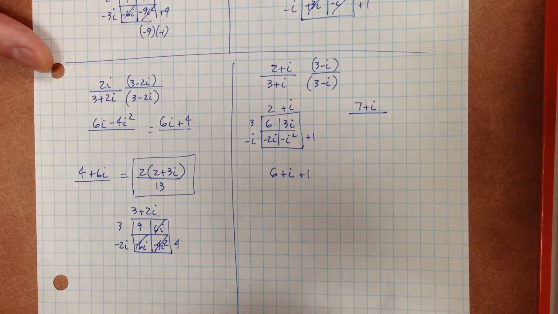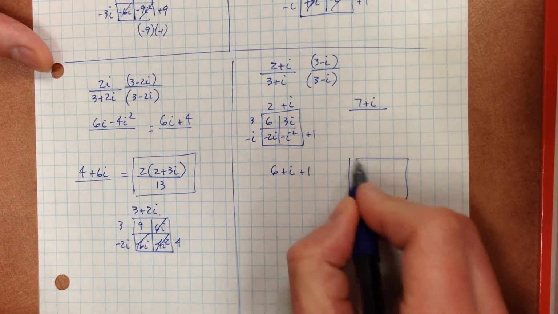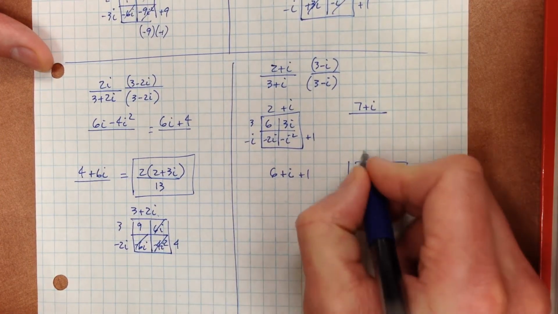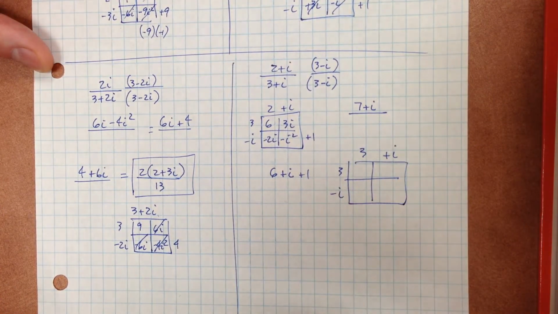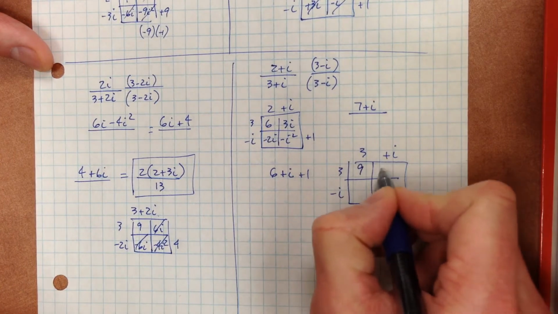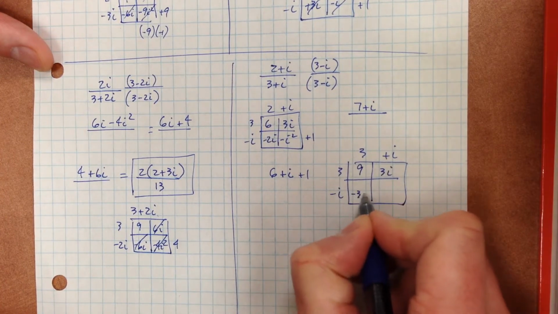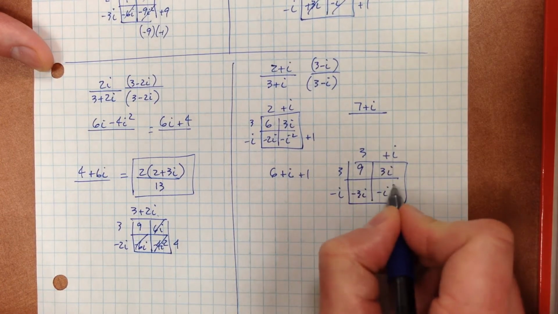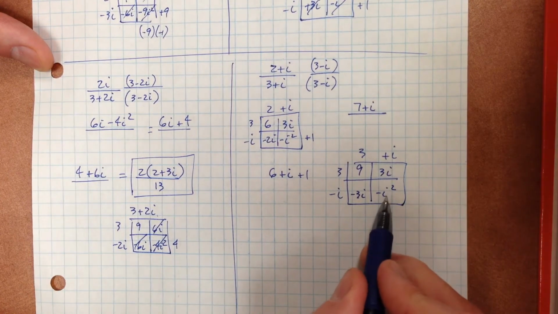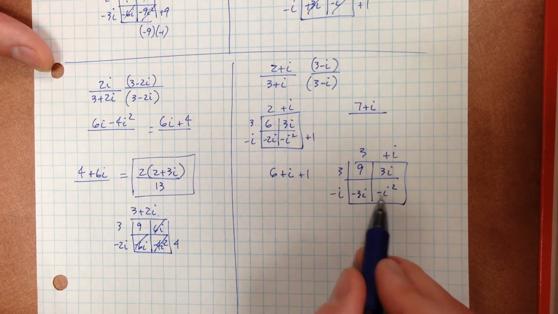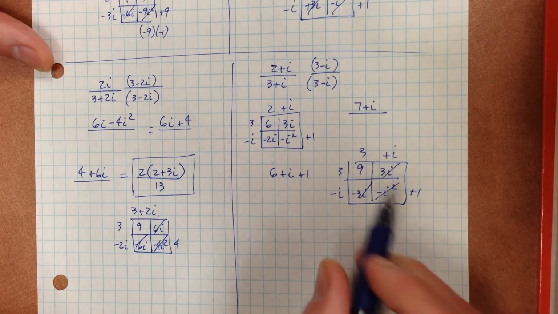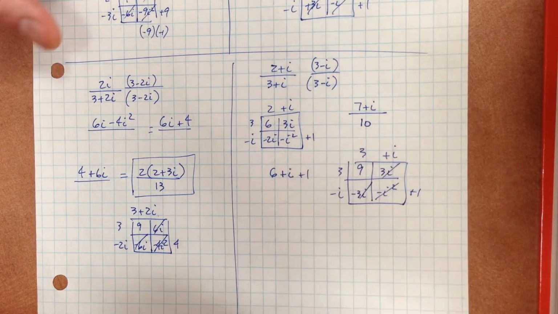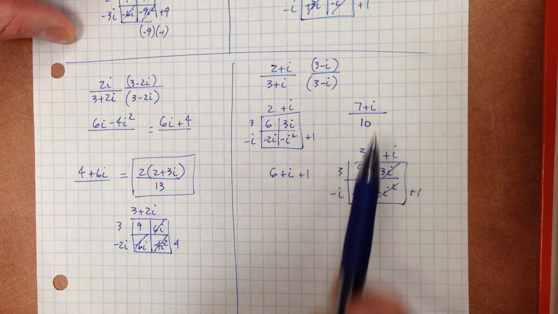Working the same thing with the denominator. 3 plus i times 3 minus i, its conjugate. 9, 3i, negative 3i, and negative i squared. i squared is negative 1, times negative, positive 1. Those two cancel. We are ending up with 10 downstairs. 9 and 1 is 10.